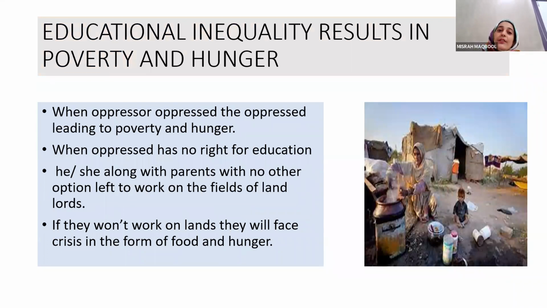So here, educational inequality results in poverty and hunger. So educational inequality brings poverty and hunger in Pakistan, unfortunately.